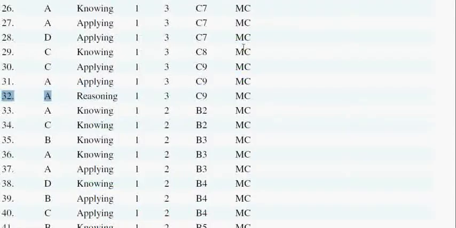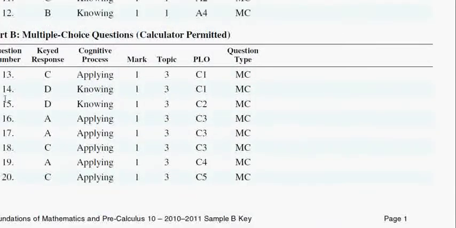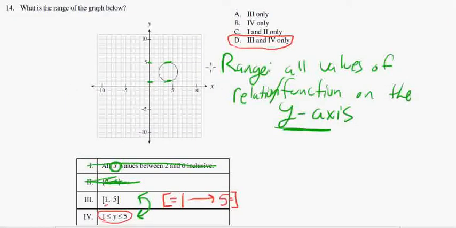Let's check. Question 14. Answer is D. Again, remember, definition of range, all values of the relation or function on the y-axis.